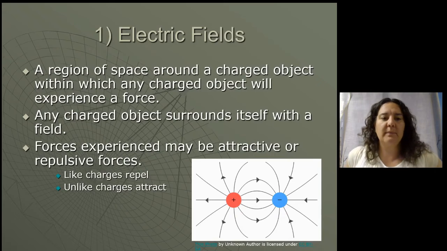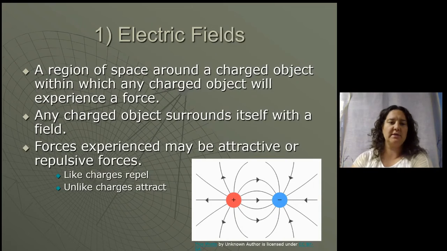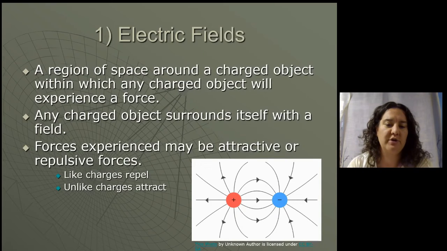An electric field is the space around a charged object where any other charged object will experience a force. And every charged object has a field that surrounds it. Forces may be attractive or repulsive, so like charges are going to repel, and unlike charges are going to attract.